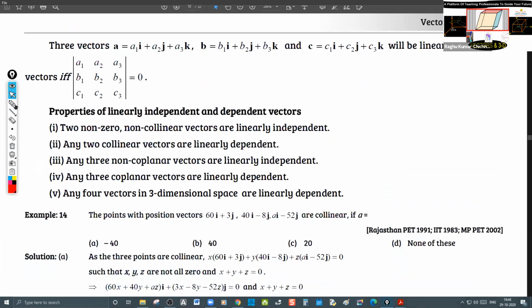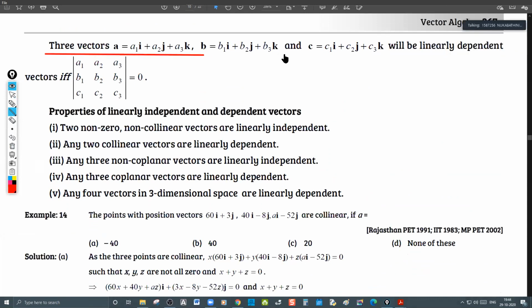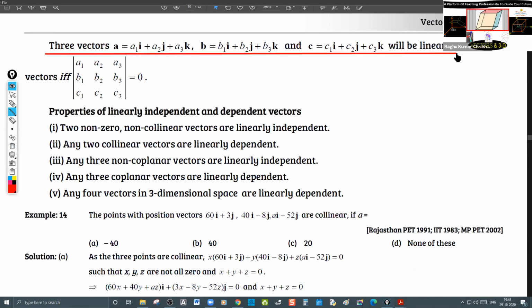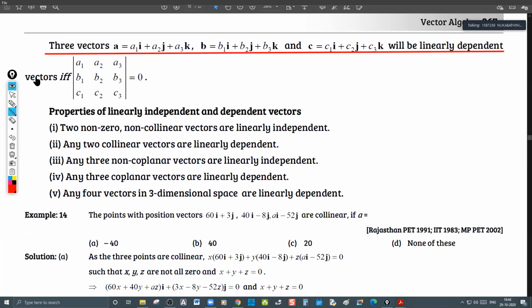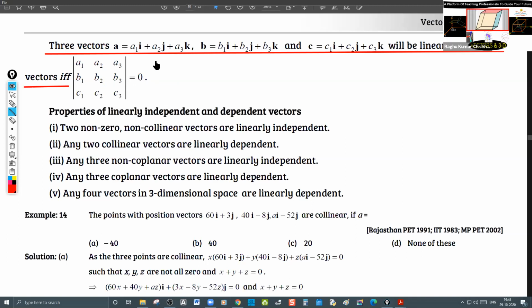Now it is clearly given. Just read this, Prinit. Come on, read this once. Three vectors A equals A1 i plus A2 j plus A3 k, B equals B1 i plus B2 j plus B3 k, C equals C1 i plus C2 j plus C3 k, are linearly dependent if and only if the determinant of A1, A2, A3, B1, B2, B3, C1, C2, C3 is equal to 0. That's what I said. If they are vectors, you can straight away find the determinant, and if the determinant is zero, then you can say comfortably that they are coplanar.